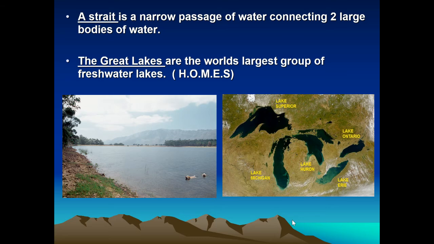You have a strait. That's going to be a narrow passage of water that connects 2 large bodies of water. And then we have 5 Great Lakes in America. You remember them with the word HOMES, HOMES. That is for Huron, Ontario, Michigan, Erie, and Superior.